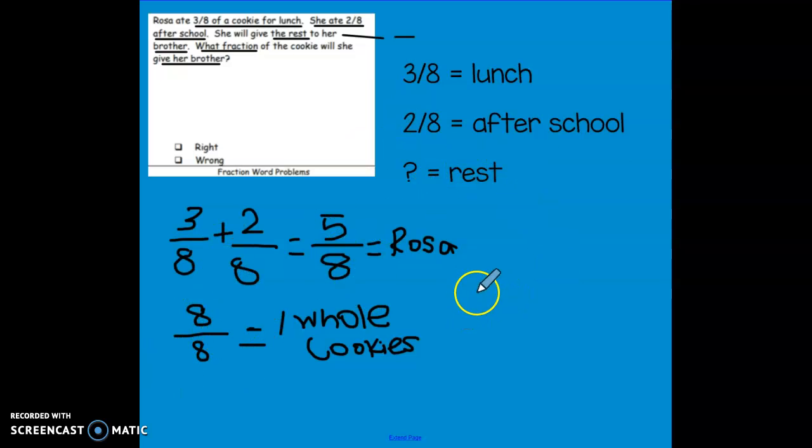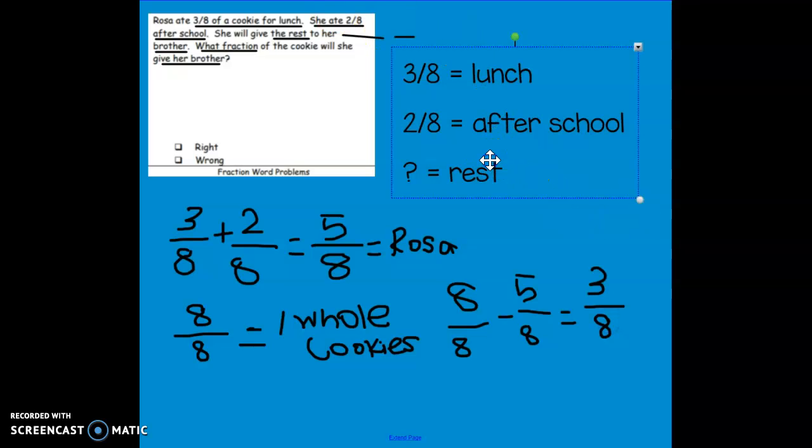So I'm going to subtract 8/8 take away 5/8. That's going to give me 8 take away 5 is 3/8. So the remaining, or the rest, she gave to her brother is 3/8. Alright guys, check your answer.